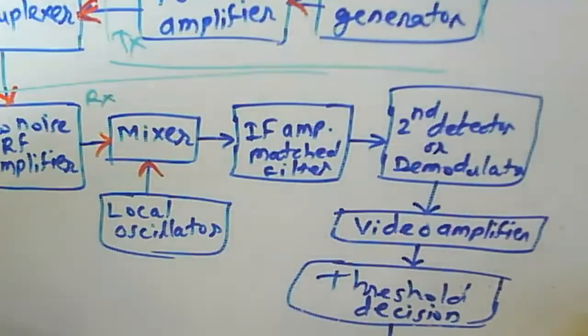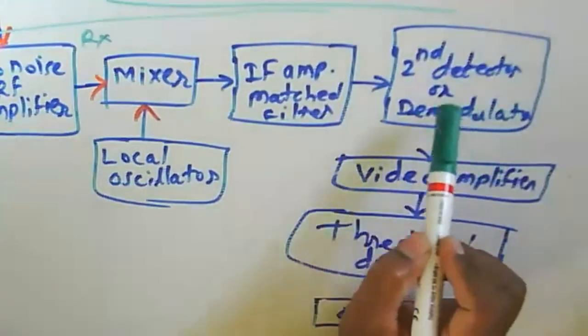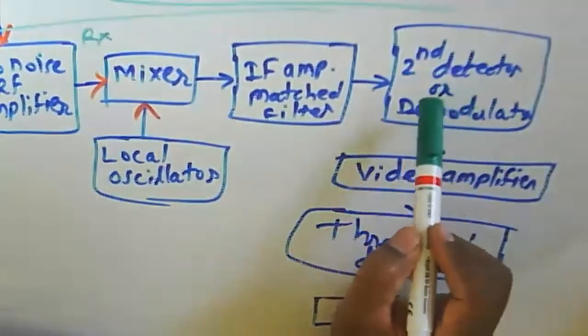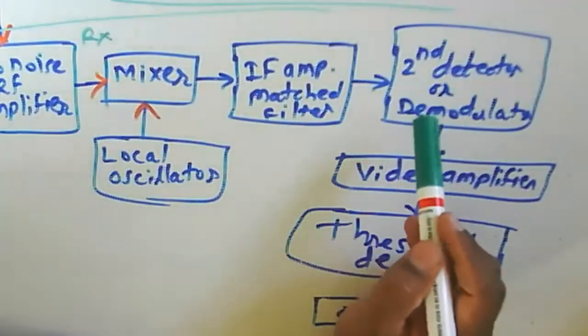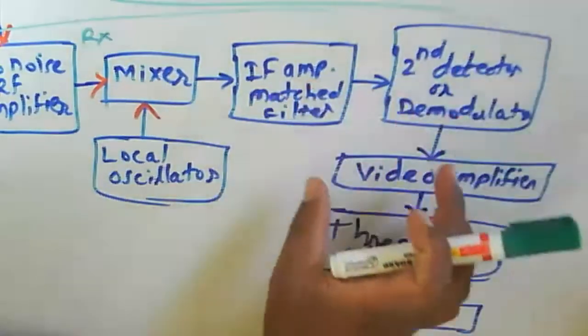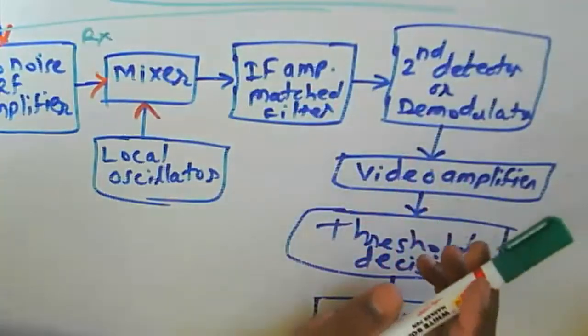Then we can say that there is a detector. So a combination of an IF amplifier, a detector, and a video amplifier, these three blocks will act as an envelope detector.